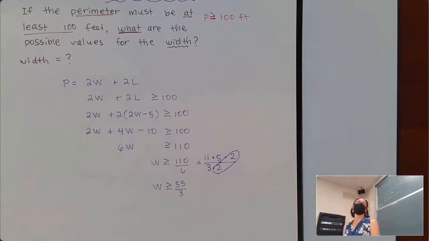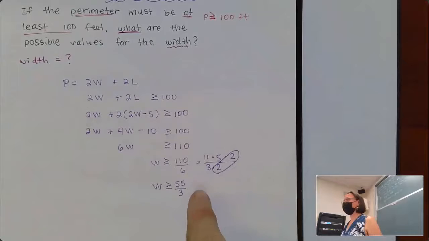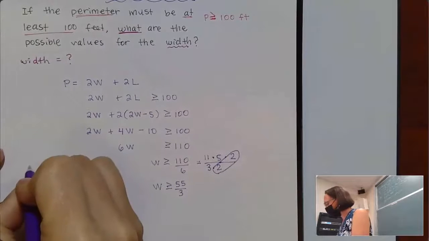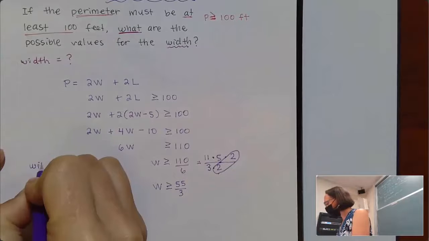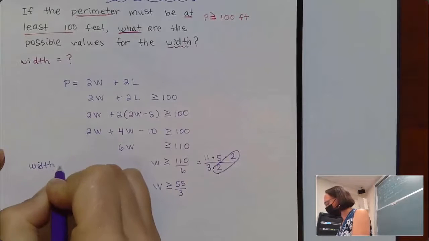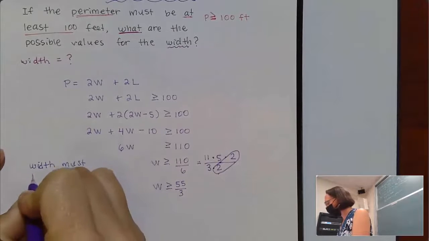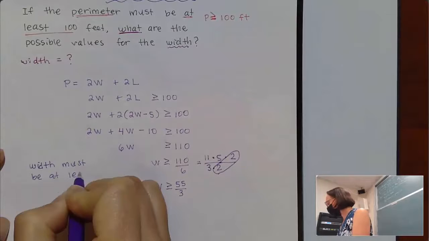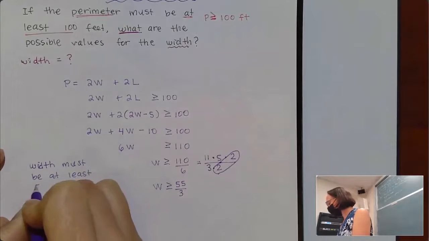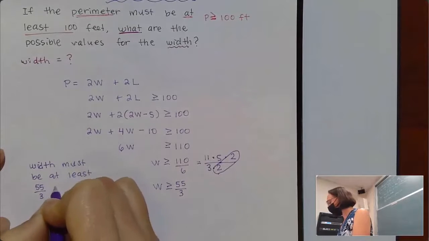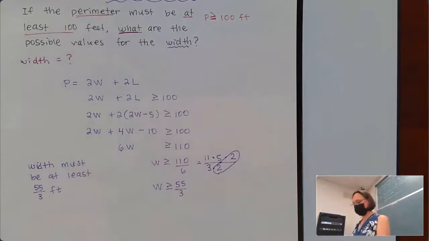Or if I wanted to write that out in words, oh, we should check for units. There were units in the problem, so we should have units in our final answer. And if I wanted to write that in words, I would say the width must be at least 55 thirds of a foot, or 55 over 3 feet.